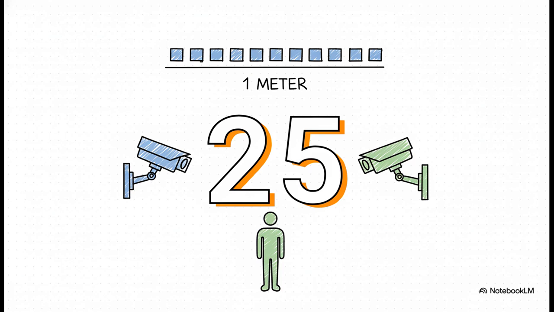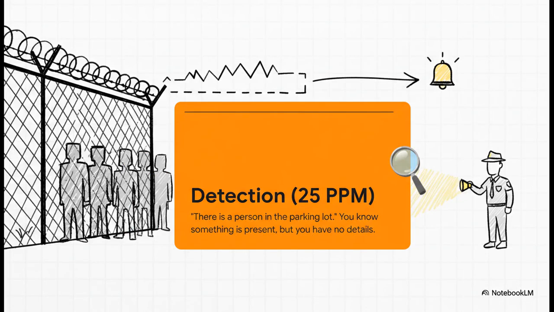Now, at the bare minimum level of what we'd call useful security footage, you only need 25 of those little pixels to cover a 1 meter wide target. So what does 25 ppm get you? Well, that's called detection. You're not going to know who someone is or what they're wearing, but you'll know they're there. And that's perfect for something like a perimeter fence, where all you need to do is trigger an alarm and get a guard to go check it out.